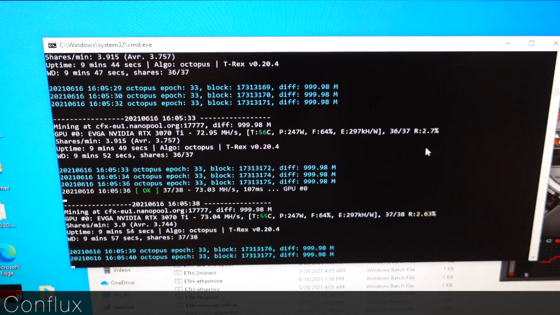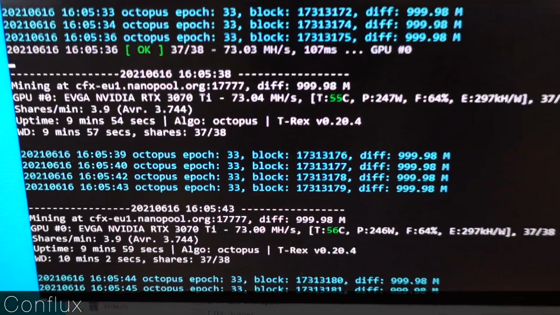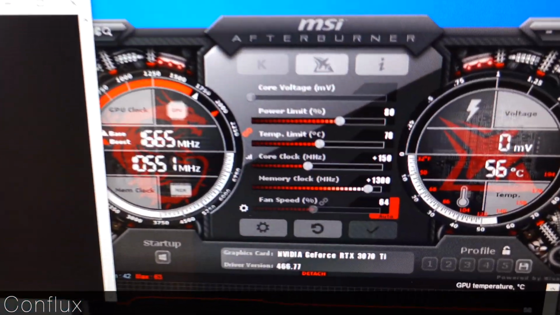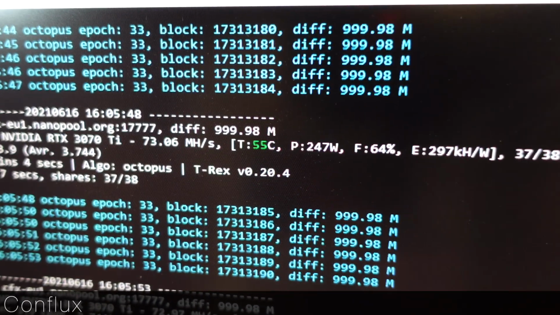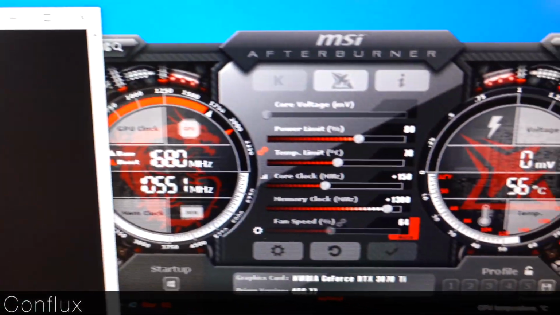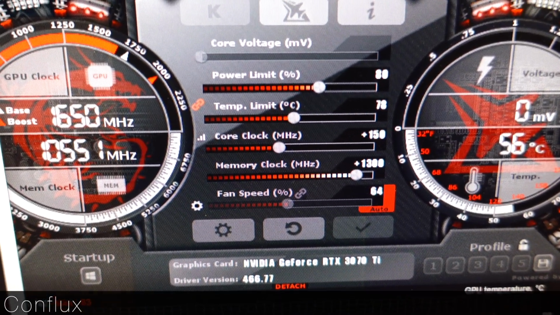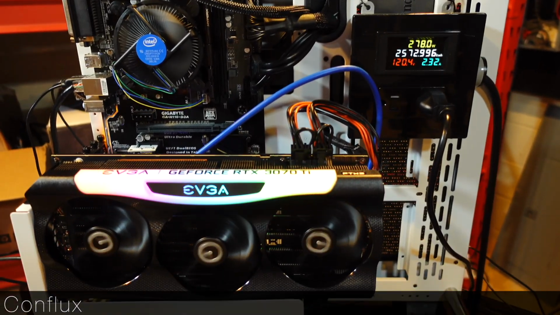All right, next up is Conflux on the Octopus algorithm. And I gotta say, this thing is absolutely crushing this algorithm. You can see the overclocks that I have here. I got the power limit down to 80%, which is giving me 247 watts measured in the software. Now, what was interesting is I couldn't push the memory as hard, so I had to dial it back a little bit. And this algorithm definitely liked that core clock a little bit, and that got me up to 73 megahash on this GPU.